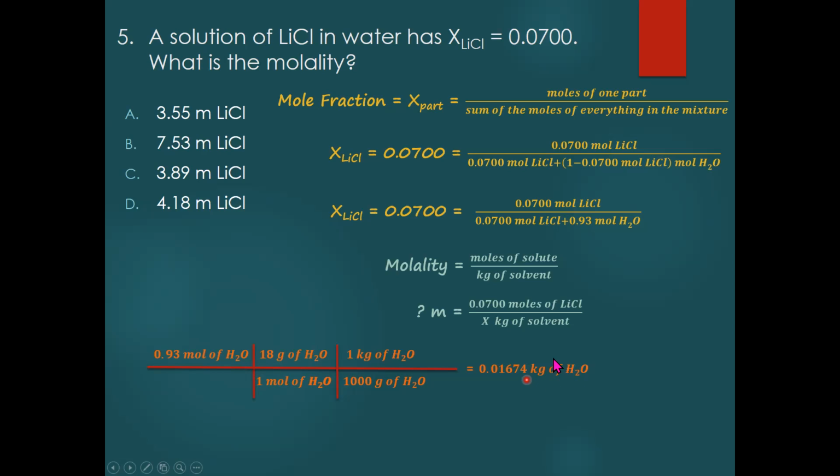Now I can plug this back into this equation to get my molality. This is where I'm getting 4.18 as the molality of that solution that has a mole fraction of 0.07 for the lithium chloride. So that's how I'm getting D for number 5.